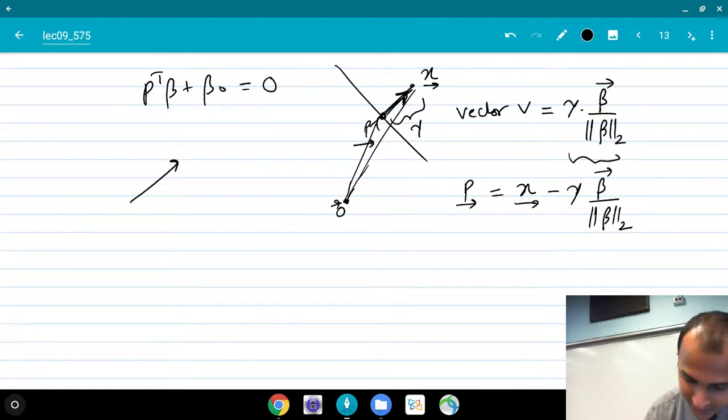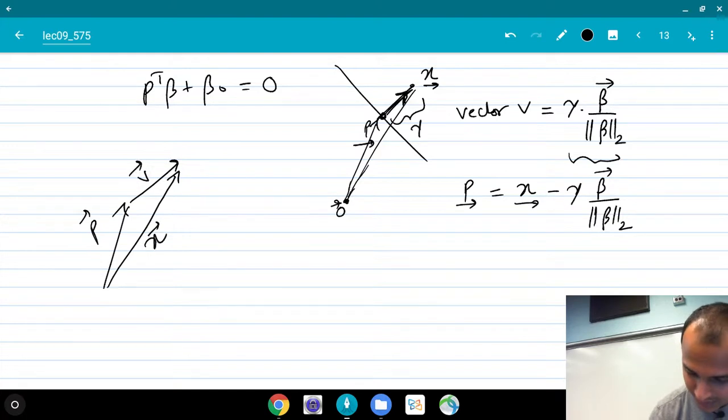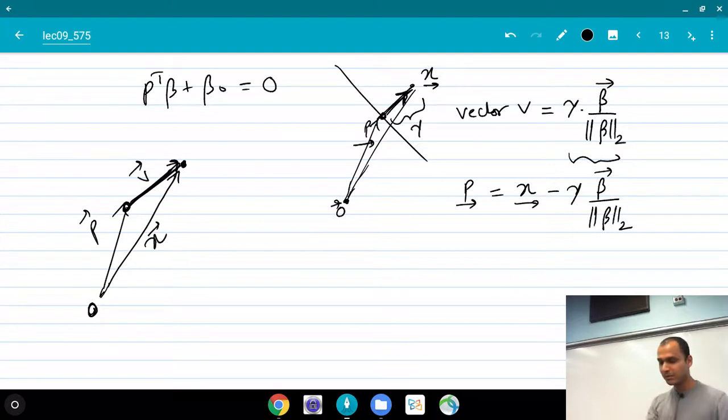This is the v vector. This is the p vector. This is the x vector. This point is x. This point is p, and the difference between these two vectors is this v vector. And this is the origin. Forget about the plane for now. These are three vectors. It's just p plus v is equal to x. p happens to lie on that plane, so therefore p also satisfies that other equation. And because it lies on the plane, the beta of that plane, this is a vector, also determines the v vector.